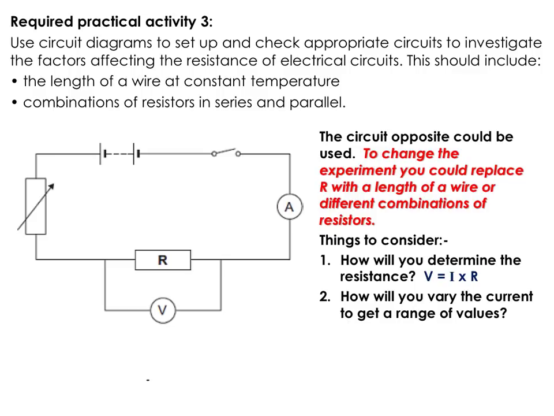Things you need to consider when doing this practical is, number one, how you're going to determine resistance. And I've already mentioned that we would use Ohm's law, so potential difference is current times resistance, as shown here, or V equals I times R. And the other thing you need to be aware of is how you'll vary the current to get a range of values. There's two ways to vary currents in most circuits. You can either increase the power supply by adding more cells or taking cells away, or you can use a variable resistor to change the resistance of the circuit. And those are the two ways you can vary the current. When you vary the current, you need to measure the voltage or potential difference at those different values for current.